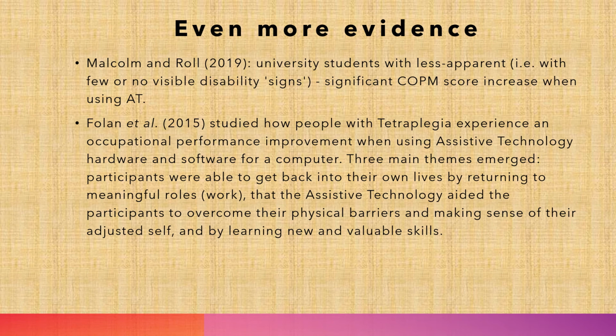In one study, Malcolm and Roll studied the outcomes of students with a less apparent disability, or one with few if any physical signs, including ADHD and ASD, when using time-assisted devices to compensate for difficulties with time processing. During the study, the participants used assistive technology such as alarms and weekend schedules. Over the course of one semester, COPM scores increased across the occupations of reading, writing, note-taking, test-taking, and studying, increasing significantly.